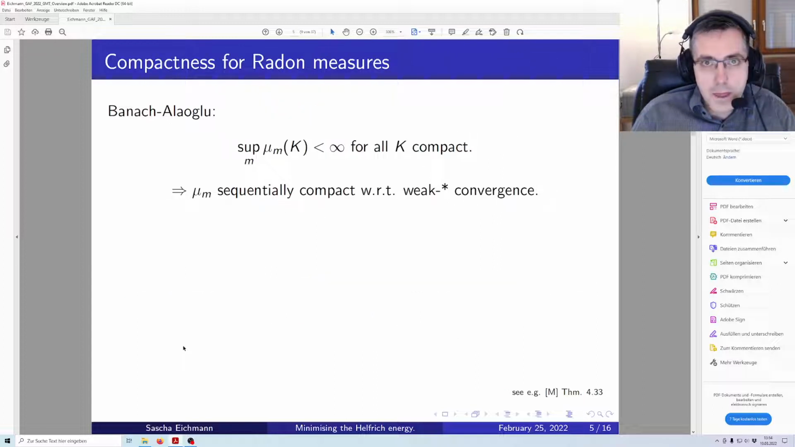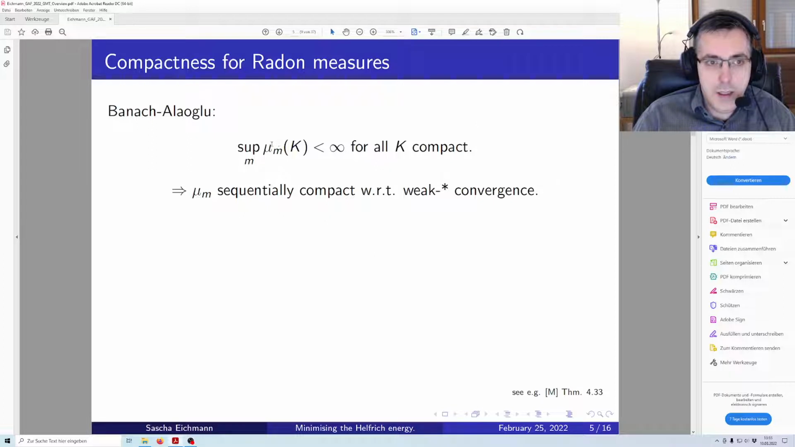Okay, so now we have a convergence, and can we actually get compactness? The answer is yes. There's a very general compactness result for Radon measures, which again stems from this duality, from this one-to-one connection from the Riesz Representation theorem. This is coming essentially from the Banach-Alaoglu theorem, and the result looks as follows.